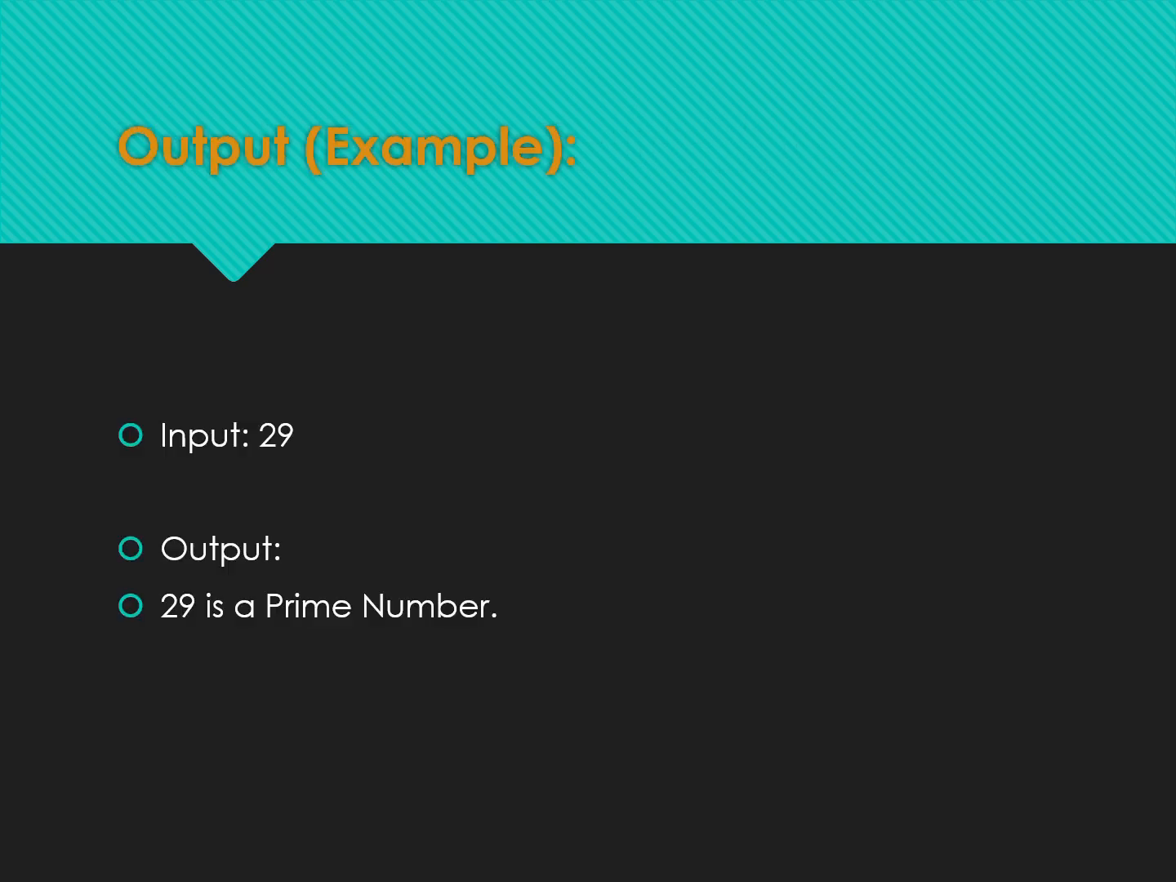Here's the output when we test the program with the value 29. Since 29 is a prime number, the program prints "29 is a prime number." You can change the input value in the code to test other cases like 1, 4, or 17.